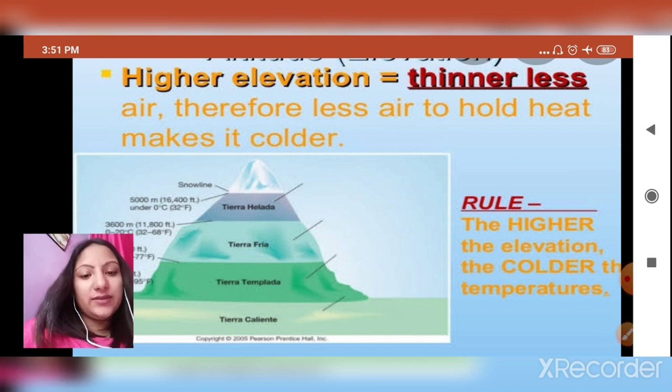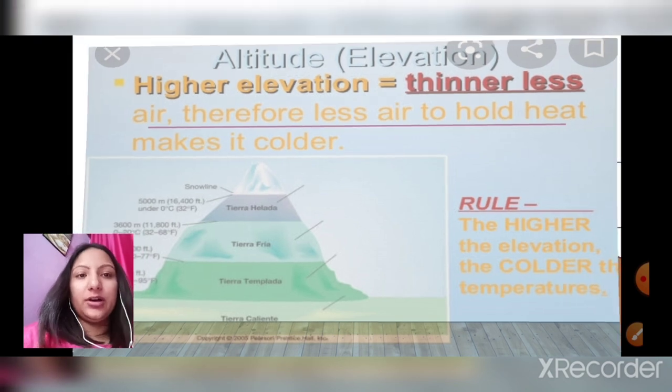Because of this, hill stations like Ooty, Darjeeling, Nainital, Simla, and Mussoorie in the north remain cool throughout the year. People from the plains usually go to hill stations in summer to escape from the heat, because the higher the elevation, the cooler the place. So this is the rule. Altitude also affects the climate of a particular place.